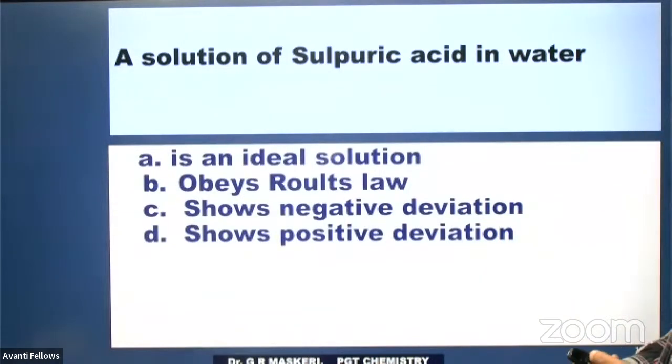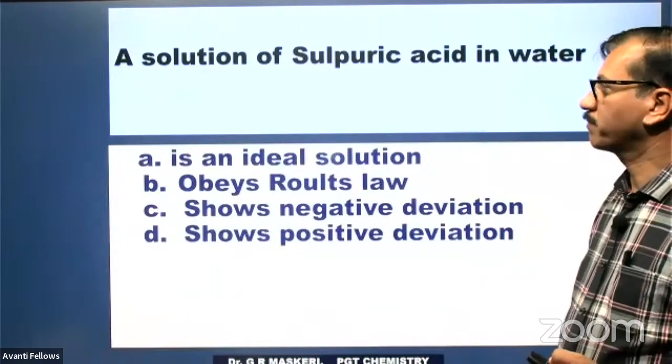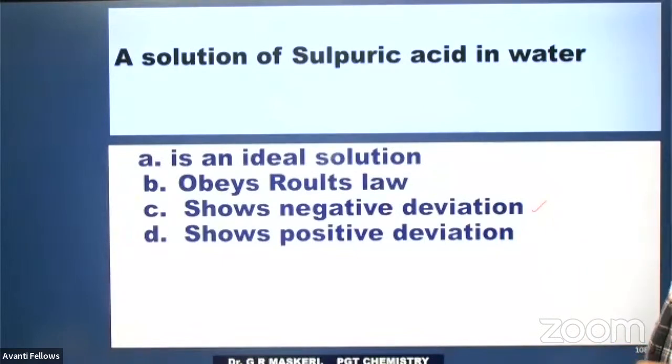A solution of sulfuric acid in water is: an ideal solution, obeys Raoult's law, shows negative deviation, or shows positive deviation. Option C, sir. Option C? How do you say it is option C?